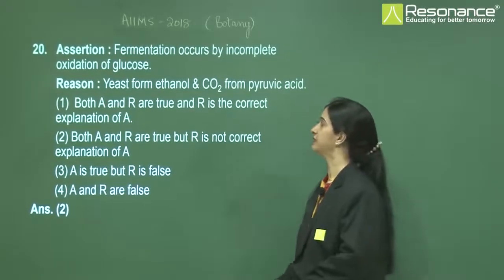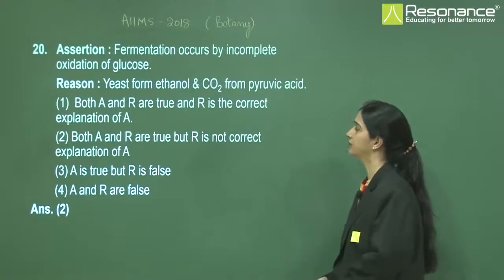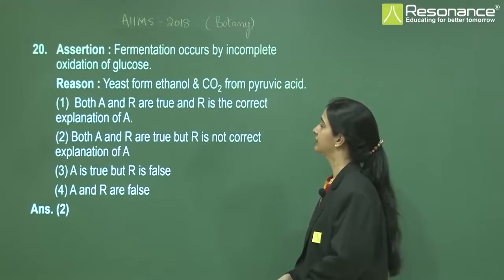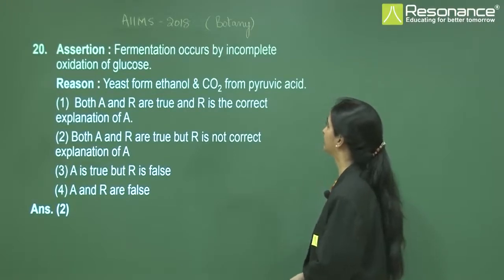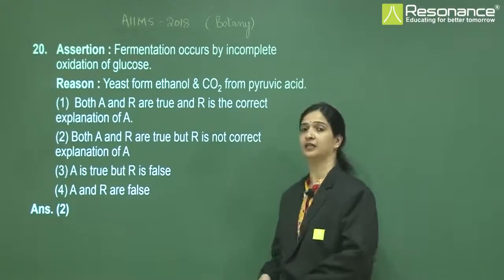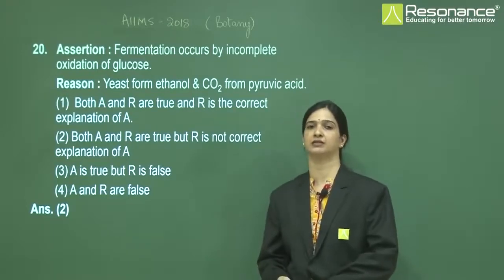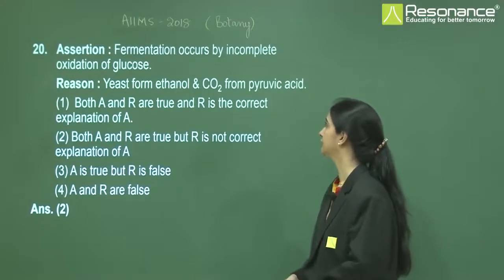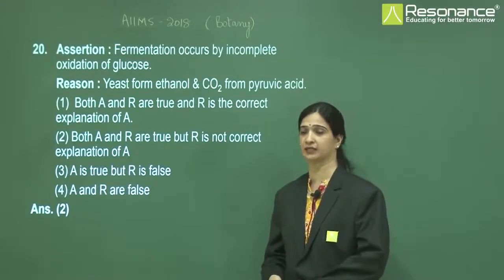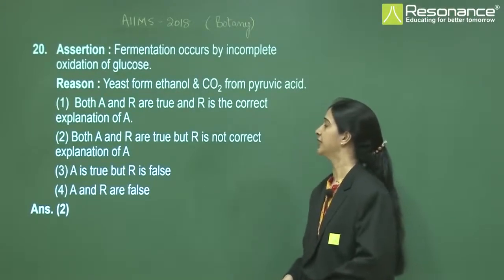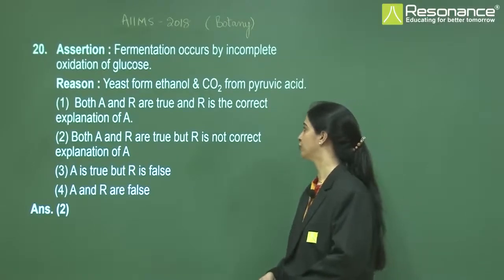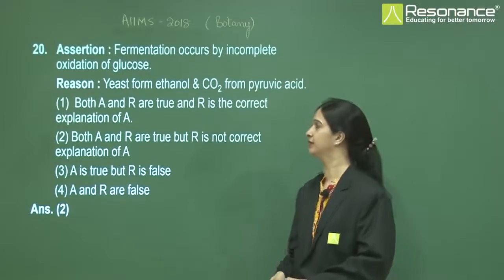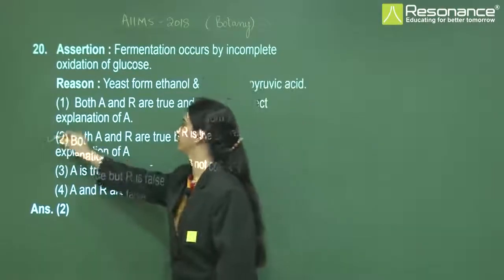Question number 20, assertion: fermentation occurs by incomplete oxidation of glucose. That is true. Reason given here is yeast form ethanol and carbon dioxide from pyruvic acid. Yeast shows the alcoholic fermentation, as a result of which alcohol is produced, that is ethanol, and carbon dioxide is produced from pyruvic acid. So here we can say that both assertion and reason are true, but reason is not the correct explanation of the assertion. So here the correct option will be 2.